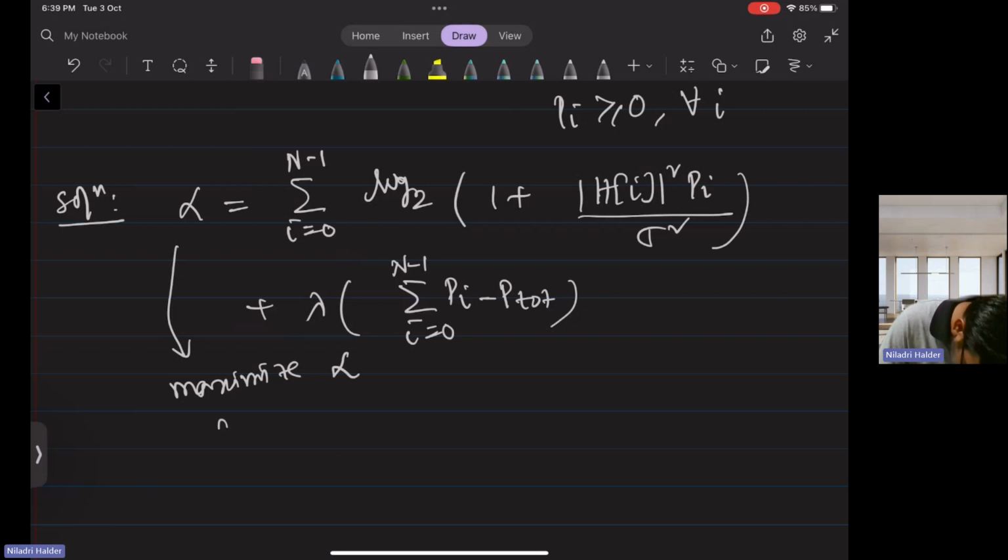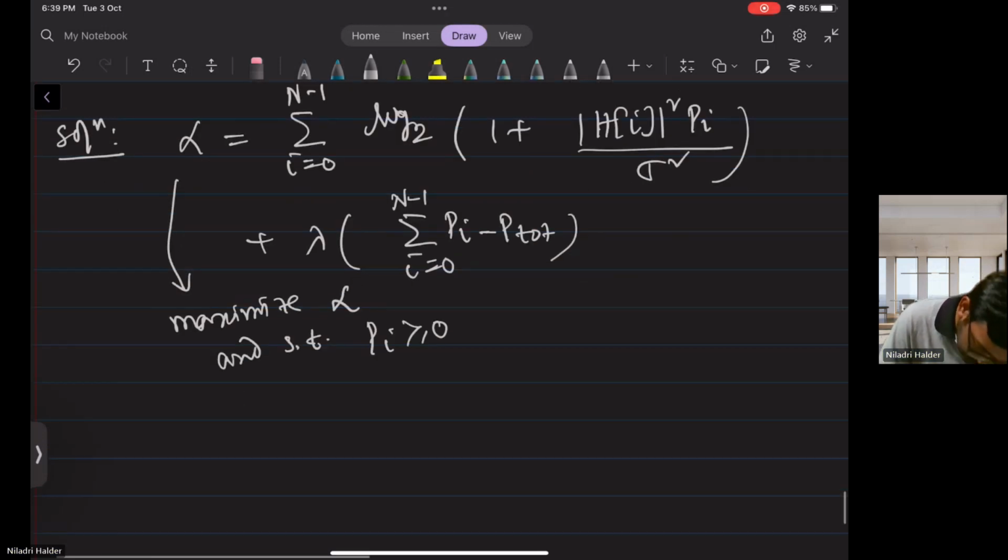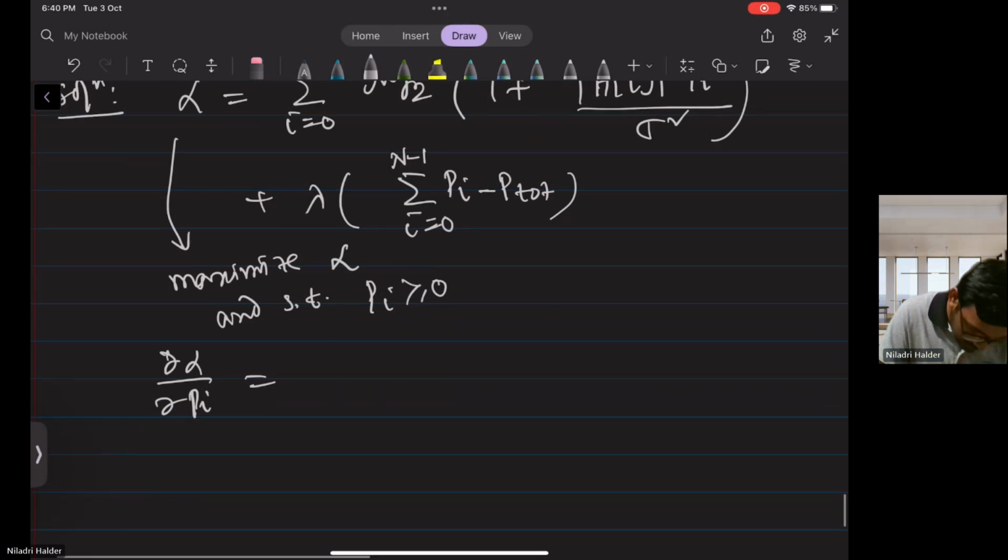Okay, and this p_i should be greater than or equal to 0. Now we can derive, we can differentiate L with respect to each p_i. Okay, that is equal to 0. We can find out, and then p_i equal to p_i star we can write now.